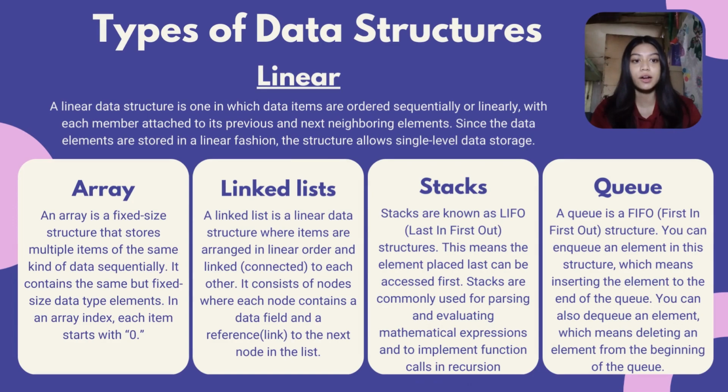Type of data structures: linear. A linear data structure is one in which data items are ordered sequentially or linearly, with each member attached to its previous and next element. Since the data elements are stored in a linear fashion, the structures allow single-level data storage. We have array, linked list, stack, and queue.